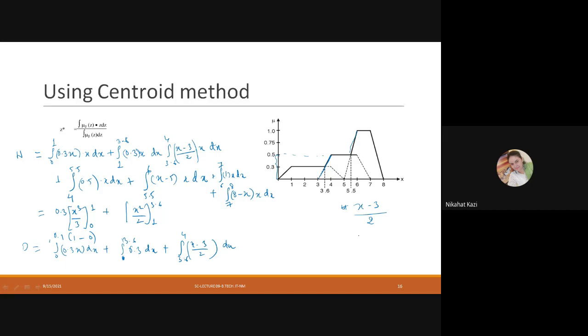So I am writing the final answer here. You check whether you are getting it. You have got how to find it, right? That is important. You have to solve it. Maybe you can solve it at home. Complete this problem and verify the answer. The defuzzified value x star has to be 4.9. Okay.